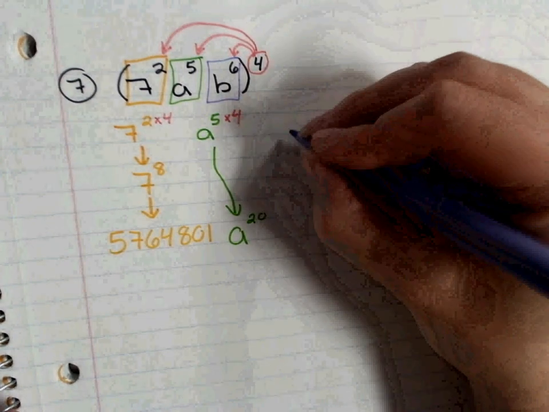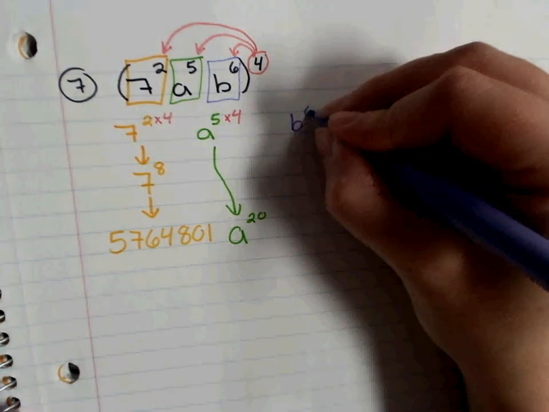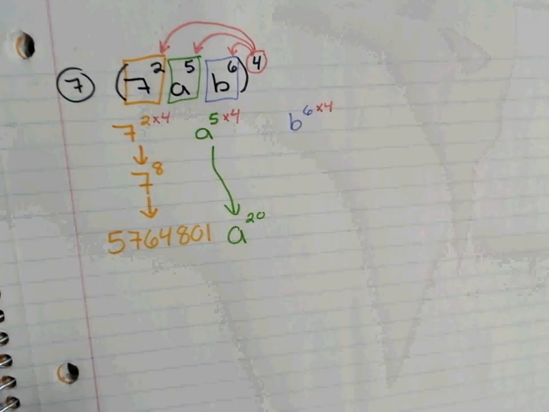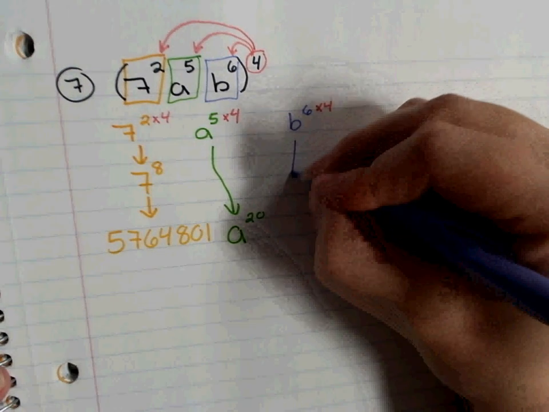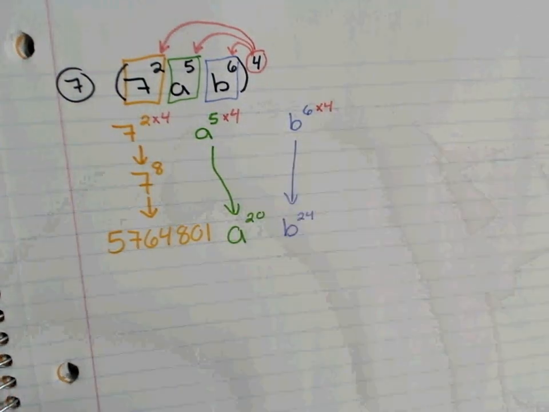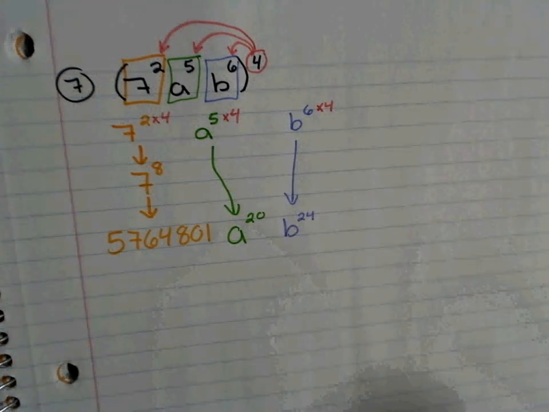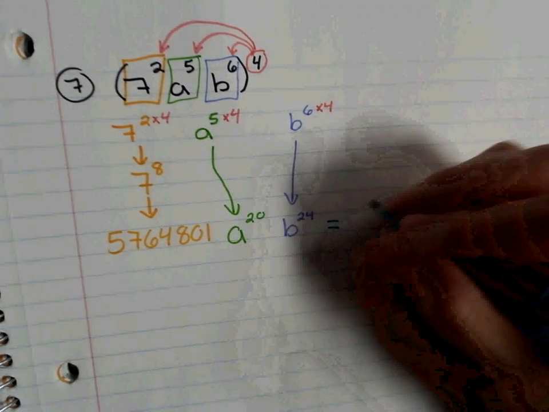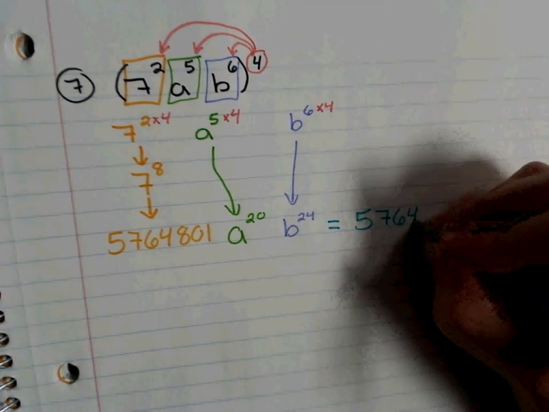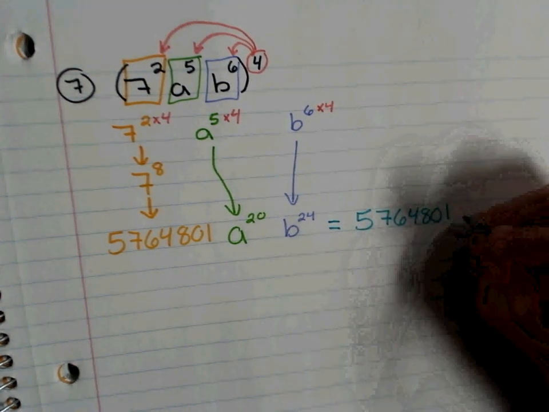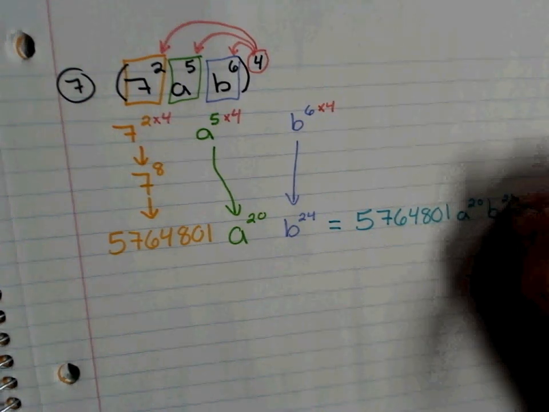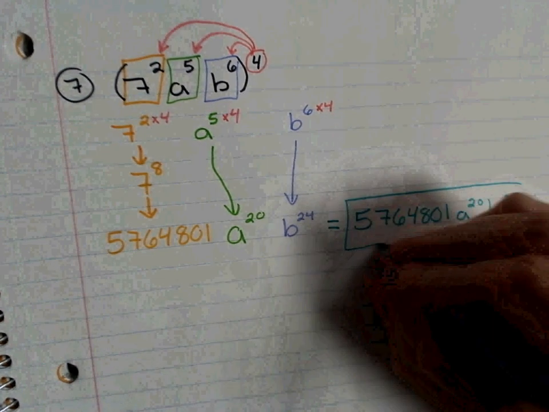All right? B to the 6 is now going to become what? Nathan? B to the 24th, because we're going to do 6 times that 4, and that's going to give us b to the 24th. And then that's it. That's your final answer. I'll just write it all in one color so that you can see it's all together. So 5,764,801, a to the 20th, b to the 24th.